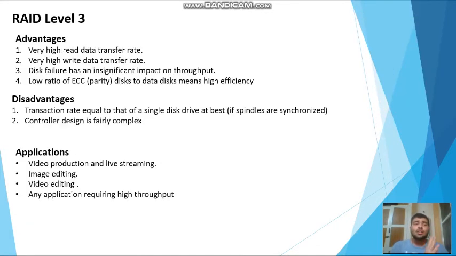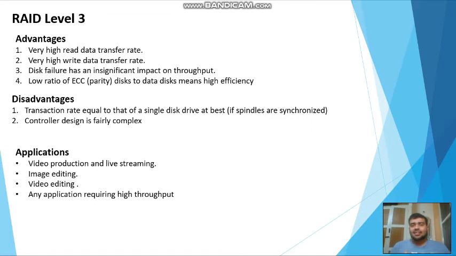So let's look at certain advantages and disadvantages of RAID level 3 along with certain applications. You have an extremely high read and write transfer rate. Disk failure has an insignificant impact on the throughput because you can get the data back on time. There's a low ratio of error correcting code parity disks to data disks, which means high efficiency. As I told you, you only need one disk for n number of disks in your application or the database that you're trying to build.